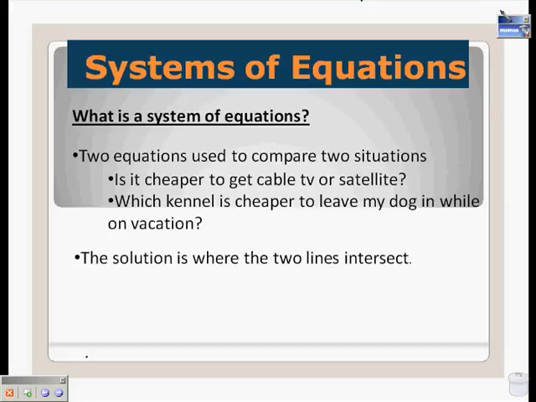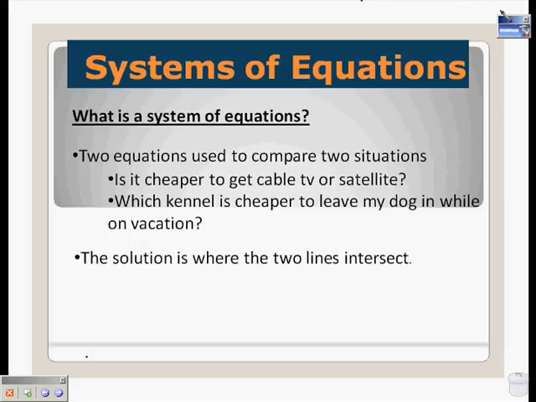And so your answer is going to be an x and a y value. And that x and y value is the solution. And that solution is the point where the two lines intersect. So my two equations are y equals 3x minus 4 and y equals 2x minus 3.